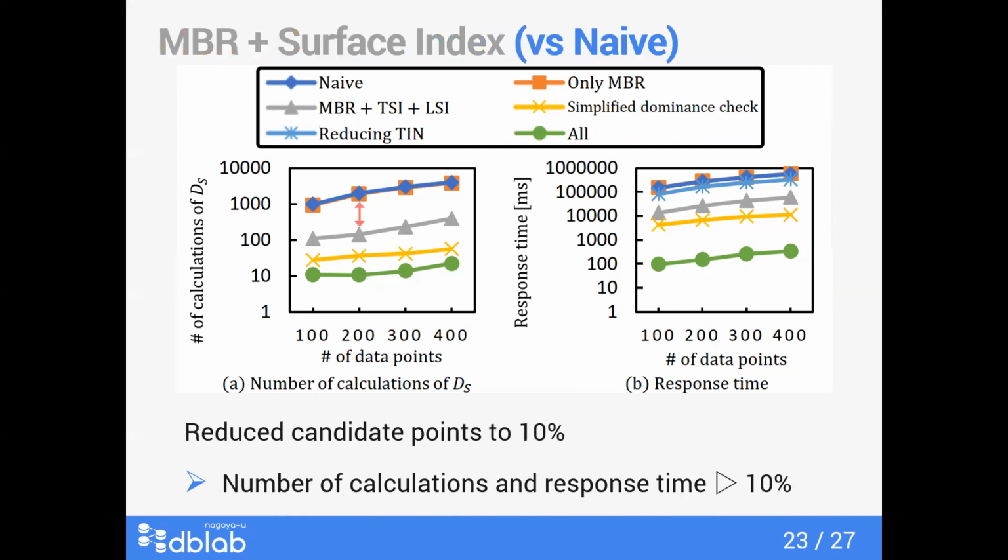On the other hand, when we use spatial index to find nearest neighbor in TIN to create minimum bounding rectangle, the result was improved. Let's look at the graph. The result is shown as gray triangle. The number of candidate points and the calculation has been reduced to 10%, and the response time has also been reduced to 10%.